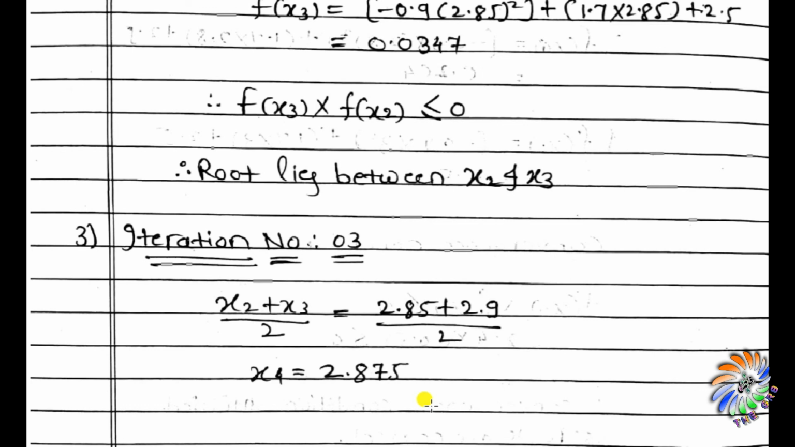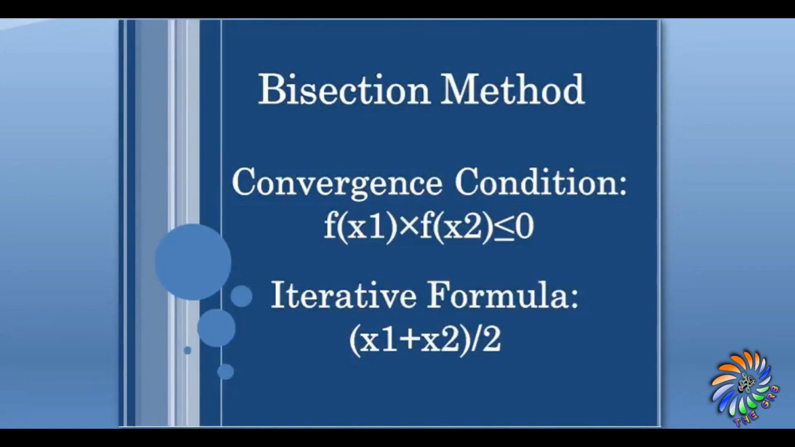formulae we have to remember: convergence condition and the iterative formula. So these 2 equations we have to remember: convergence condition and iterative formula. So I hope you have cleared the method how to solve the numerical by bisection method using pen and paper, means conventional method. Now in the next video we are going to solve it on our GNU Octave program.